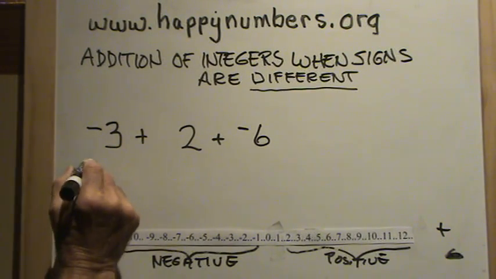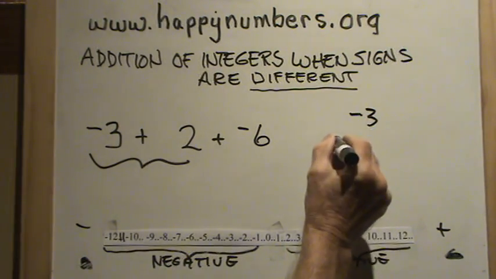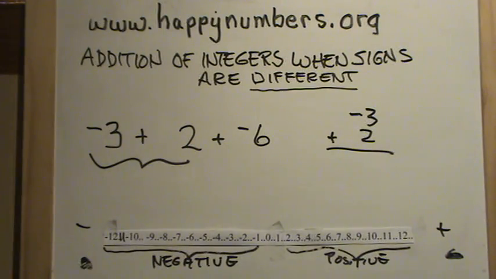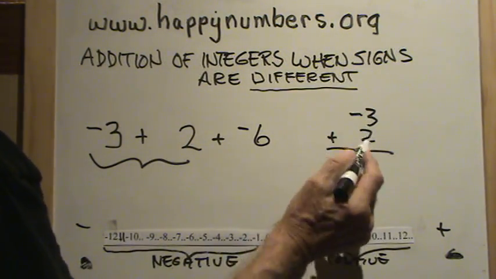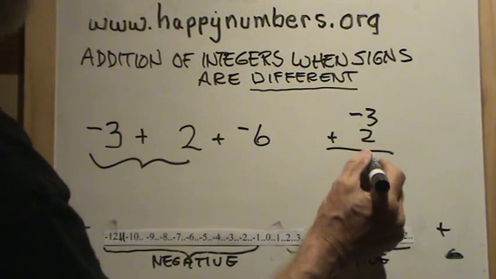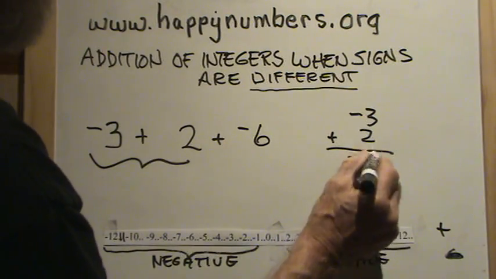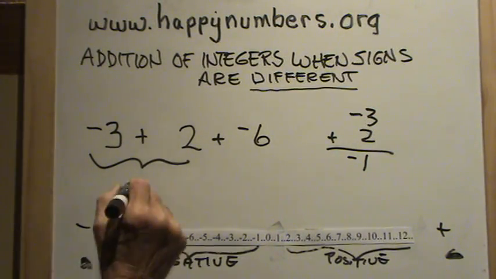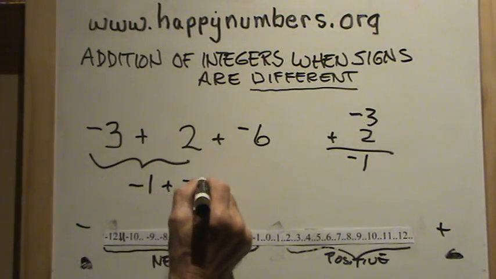Well, the way I work this is I'll do this piece first. Negative 3 plus positive 2. I ignore the sign. I take the smaller number from the larger. So I have 3 and I take 2 away. That gives me 1. And I use the sign of the larger number, which is negative. So now when I add these two together, I get a negative 1 plus now a negative 6.